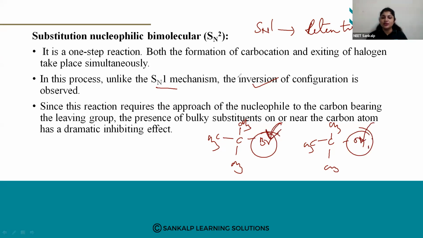In SN2 mechanism, it shows complete inversion. Inversion means it will be reversed. Since the reaction requires the approach of the nucleophile to the carbon which is bearing the leaving group, the presence of bulky substituents on or near the carbon atom has a dramatic inhibiting effect. So when you are talking about stability in this case, the primary alkyl halides are more stable as compared to secondary and tertiary. In the SN1 mechanism, tertiary are more stable, but here primary are more stable.